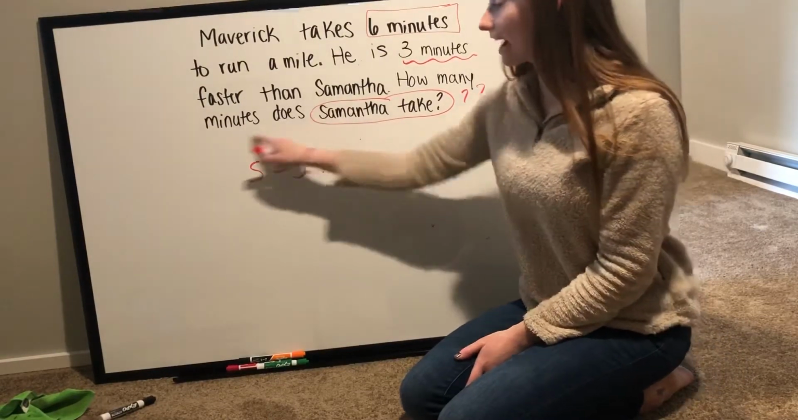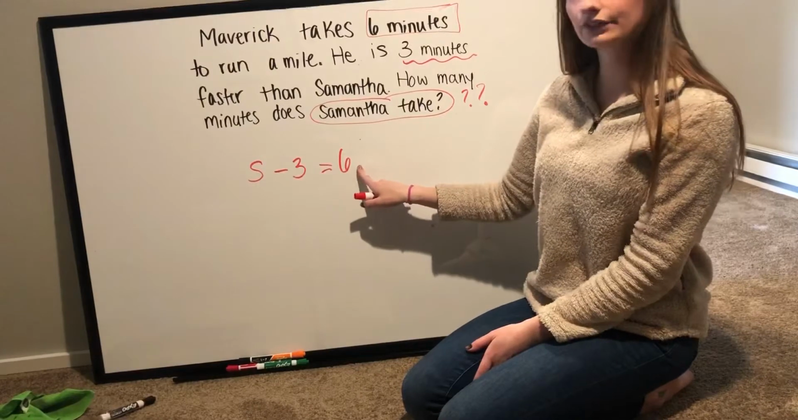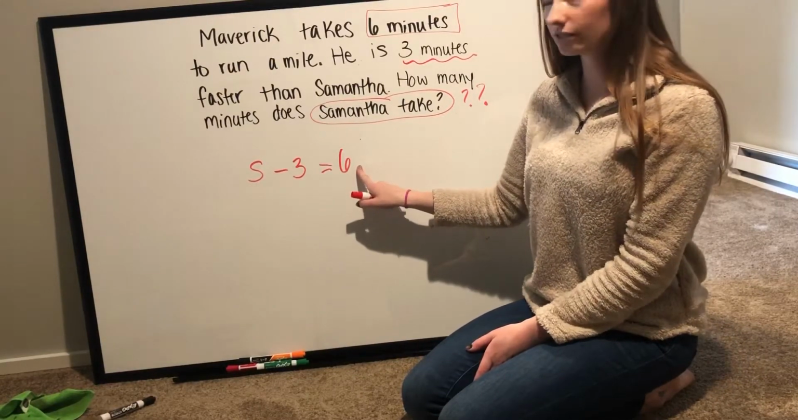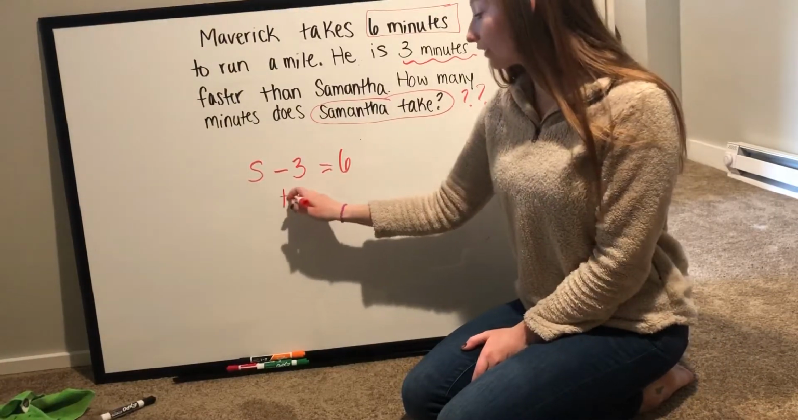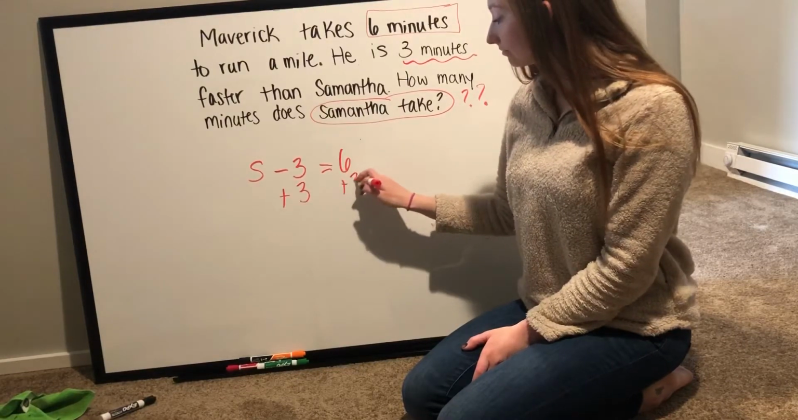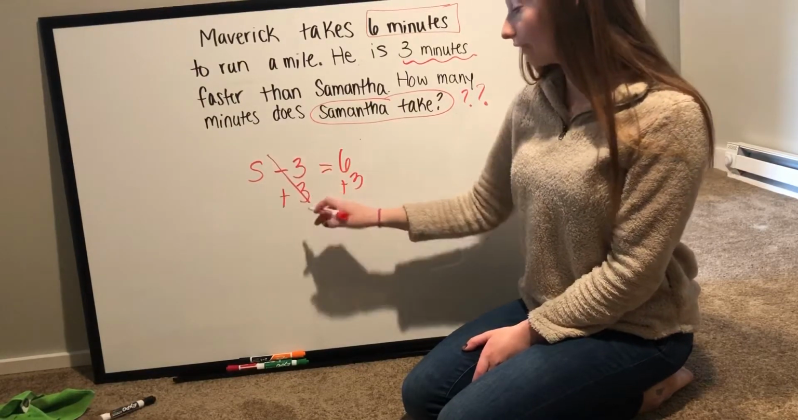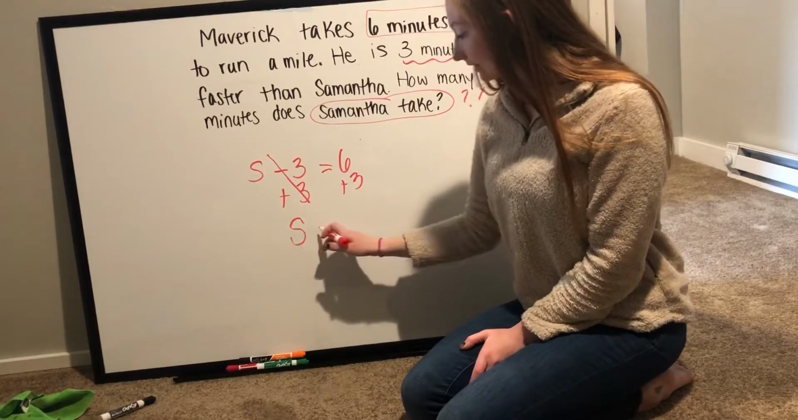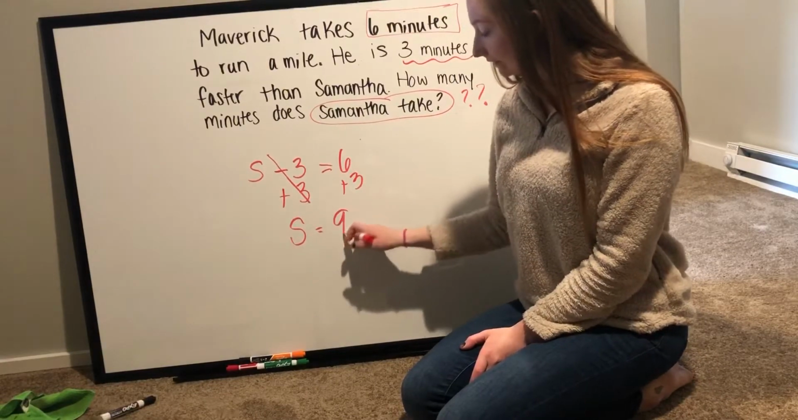So now since we have this set up, our equation, I can figure out what S is by using inverse operation. So I'm going to add 3 to each side. These two cancel each other out. And I get S equals 9.